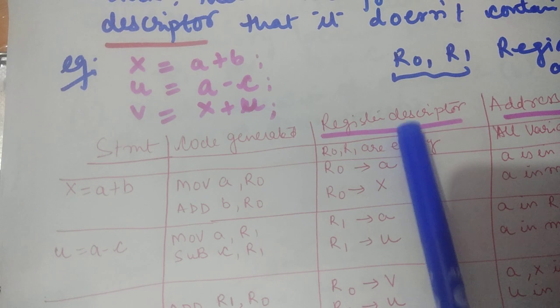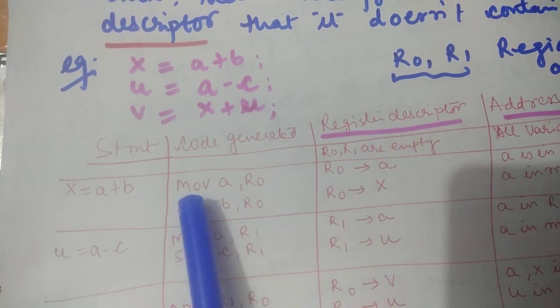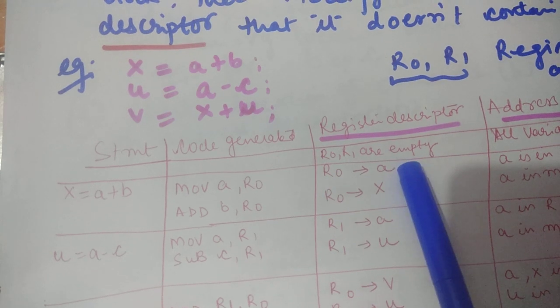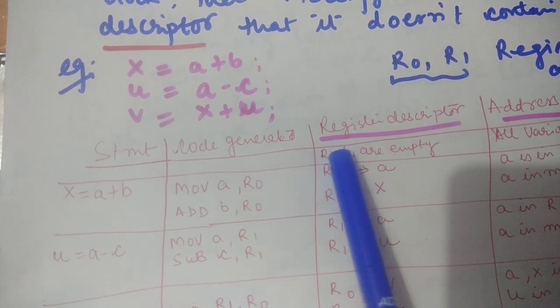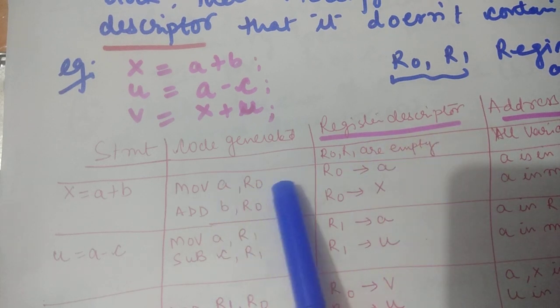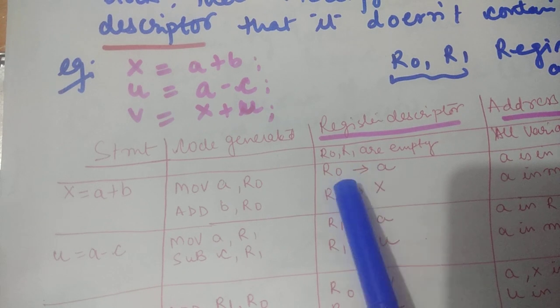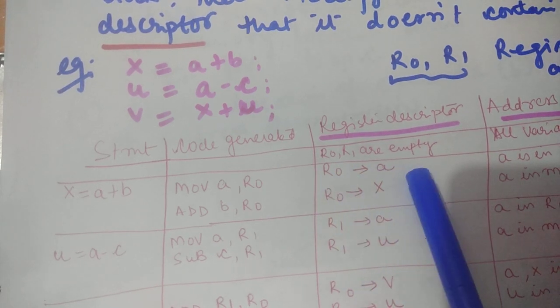So what is the register descriptor now telling after the execution of this statement? In the R0 register, we have which variable? The variable a. Initially R0 and R1 are empty, but after generation of this statement, your register descriptor is telling that R0 contains your variable a.